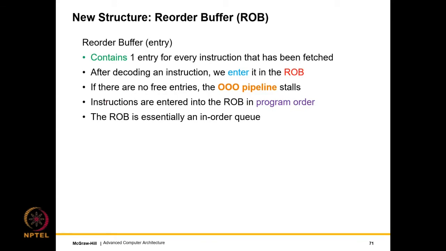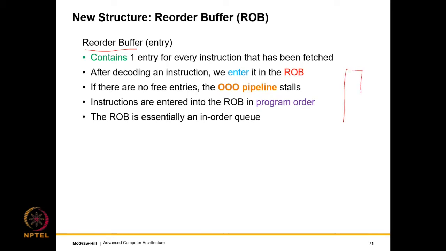The core structure that we will add over here is the reorder buffer. The short form of reorder buffer is ROB. It contains one entry for every instruction that has been fetched. Similar to other structures, like the instruction window, it's a queue. After we have read and decoded an instruction, it's entered into the ROB.